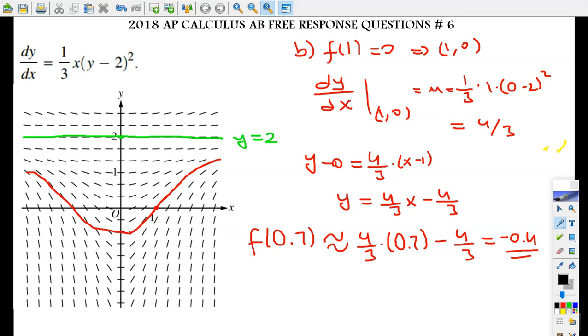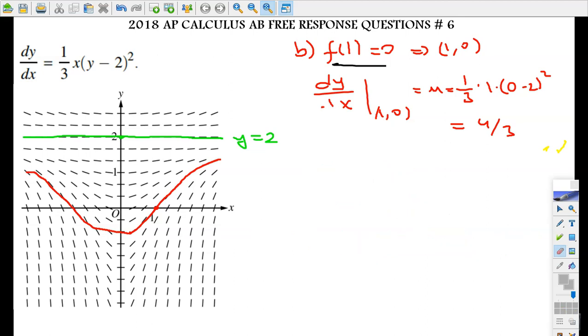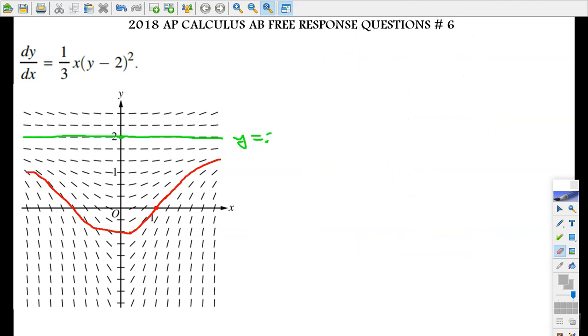Part C says, find a particular solution y equals f of x to the given differential equation with initial condition f of 1 equals 0. This means we need to solve this differential equation using separation of variables, and find a particular solution using this given fact. Let me clean up the board really quick, and then we're going to move on to part D.